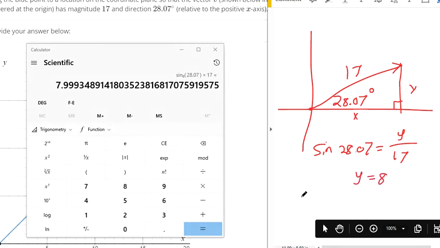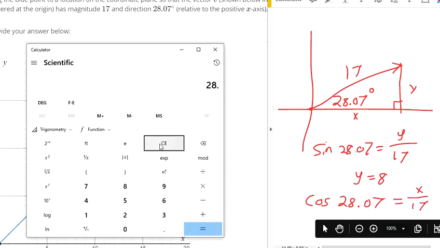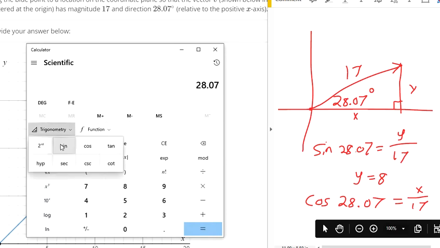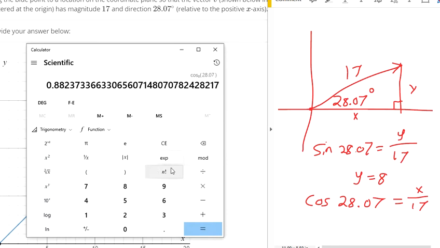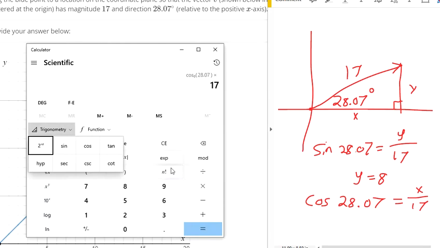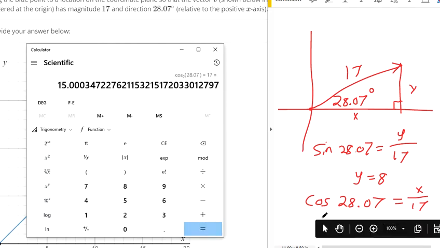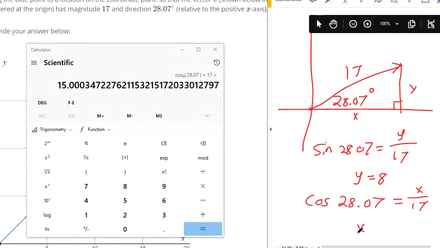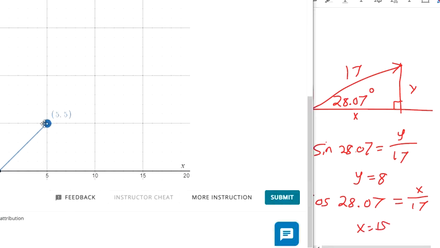And then to get x, that's the adjacent divided by the hypotenuse. So we're doing cosine 28.07 equals the adjacent divided by the hypotenuse. So 28.07, cosine, multiplied by 17. And that gives us 15 roughly. So 15 on the x, 8 on the y should be this vector. 15 on the x, 8 on the y.